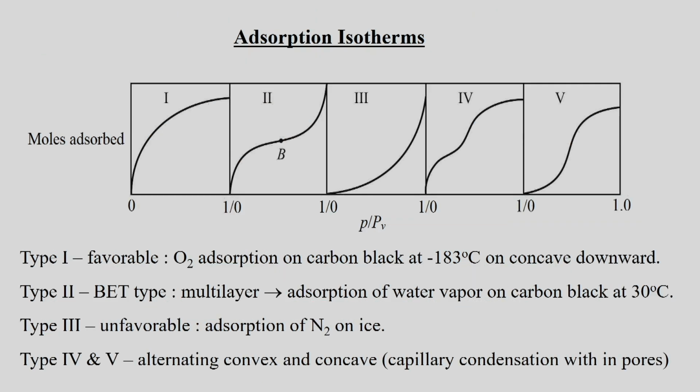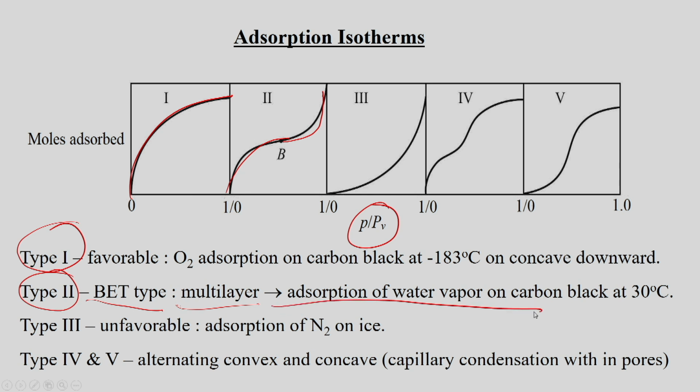Now, we also learned that there are different types of isotherms, 5 types. Type A is favorable, and with P by P0, the moles adsorbed increase constantly. Type B is the BET type, meaning multi-layer. In the beginning it is increasing, but the rate then decreases, like the adsorption of water vapor on carbon black at 30 degrees Celsius.